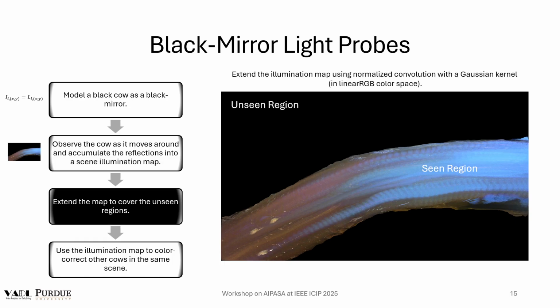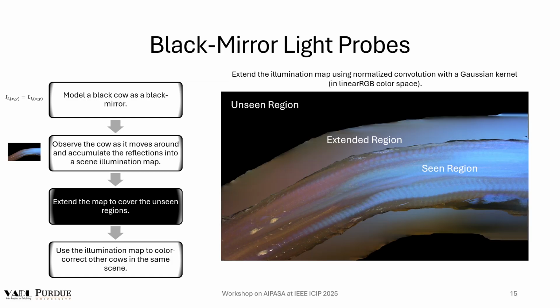This extension is done using normalized convolution with a Gaussian kernel. This extended illumination map is now shown on the slide with a marked extended region. This extended illumination map is then used to color correct other cows in the same scene.